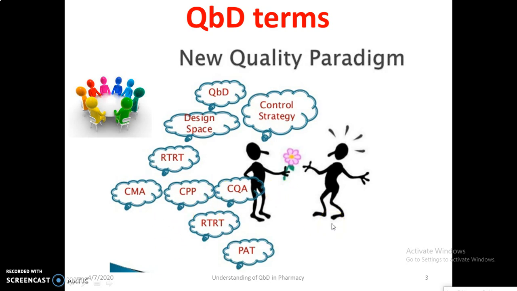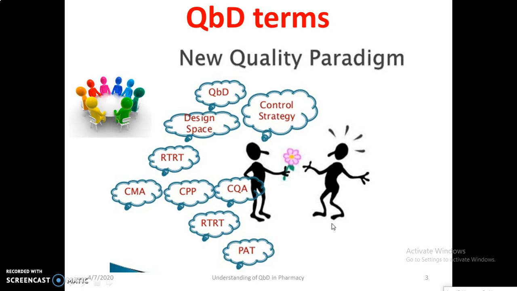Then design space is there. What is design space? Design space is one of the essential components of QbD. It describes the relationship between the process inputs, material attributes, process parameters, which is very important, and critical quality attributes. So it is nothing but a relationship between all these parameters. That is what we call design space.